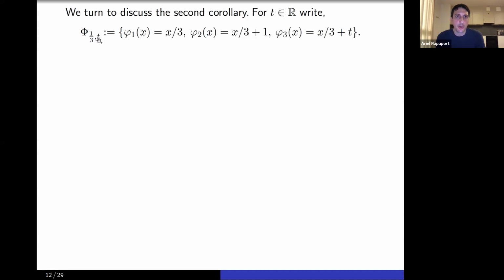This is why 1/3 appears in the notation. And the translations are 0, 1, and t. I'm keeping the 1/3 notation because later I will look at two-parameter systems in which the contractions also vary. But for now the contraction 1/3 is fixed.